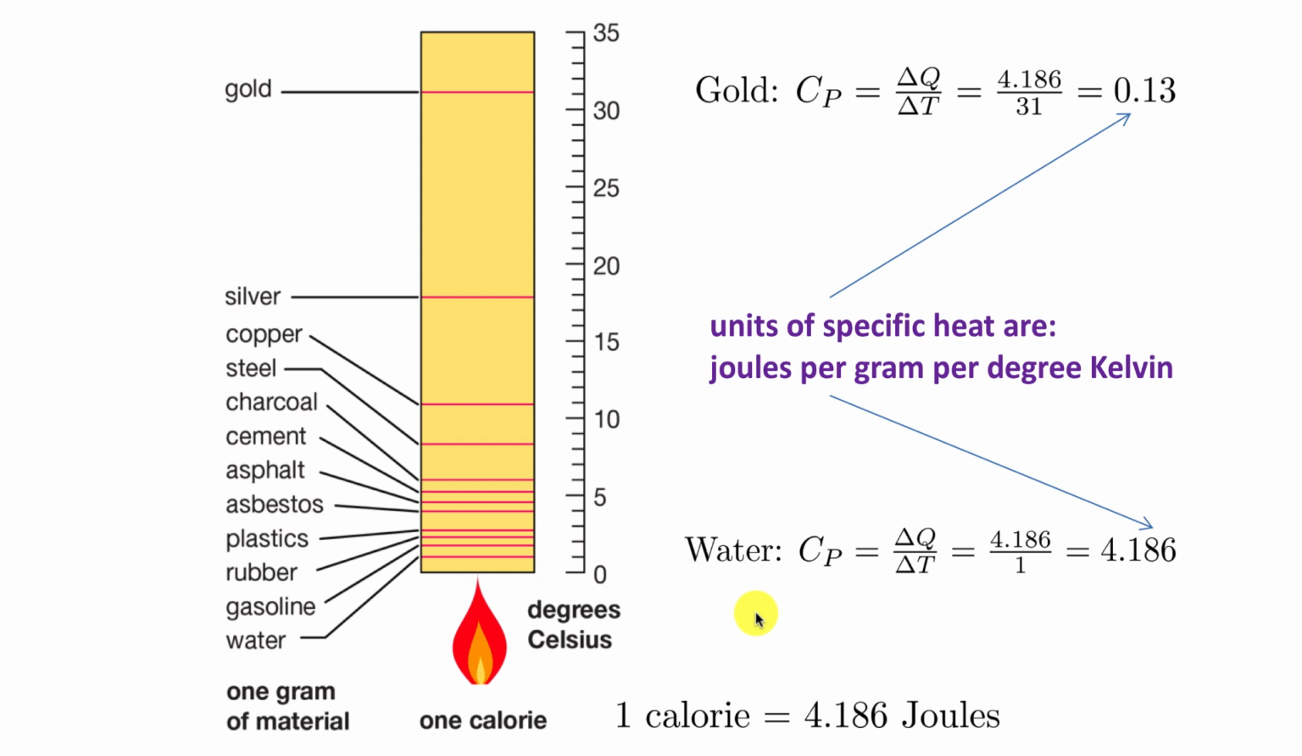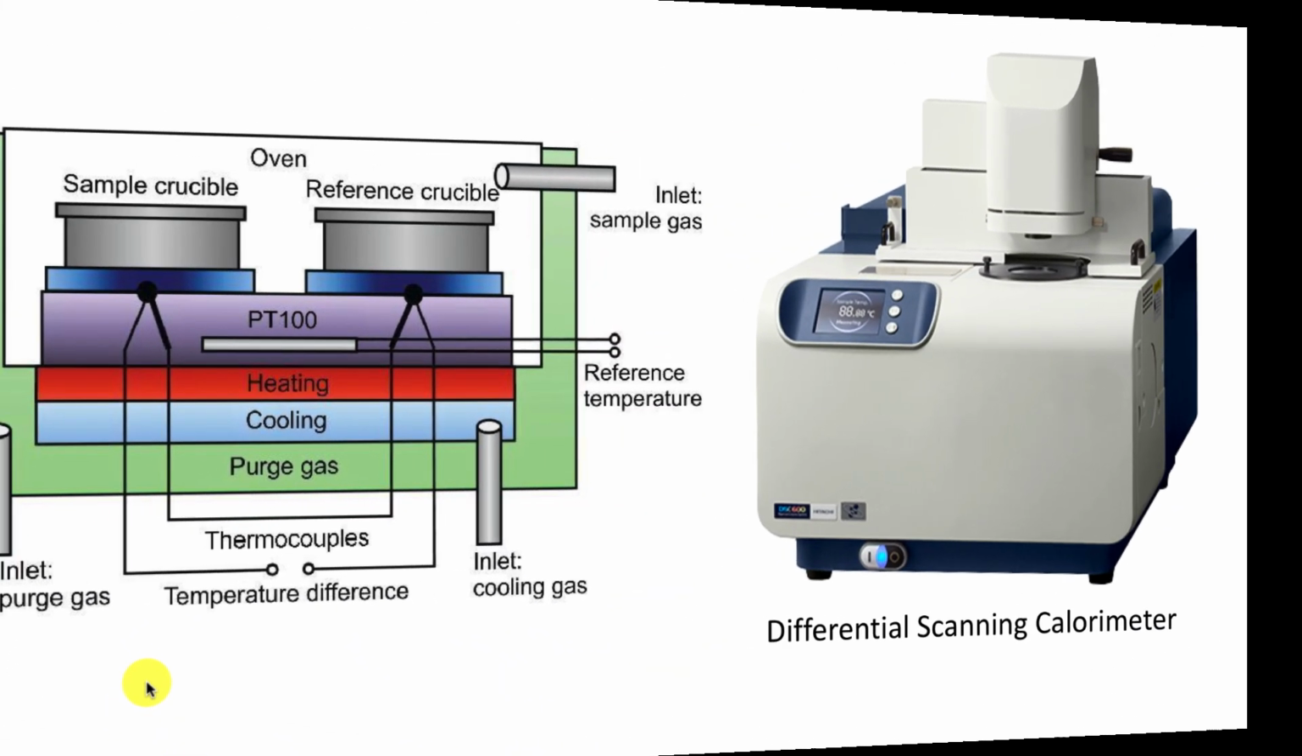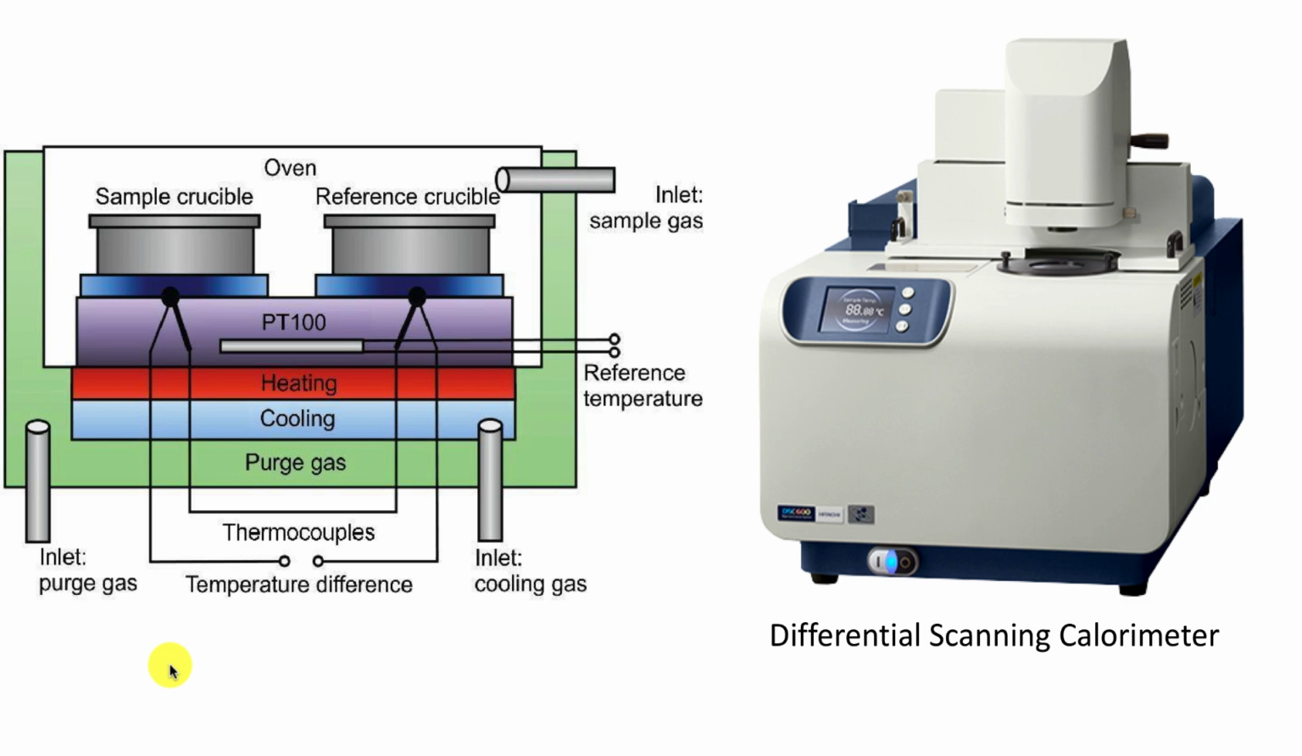And that's actually a very good way of finding out what a particular substance is. Is it gold? Is it silver? Is it copper? Is it steel? They have different specific heats. This is why there is a lot of professional equipment, such as this differential scanning calorimeter, that will tell you the specific heats, and then you can determine what a particular sample is, its purity, and so forth.